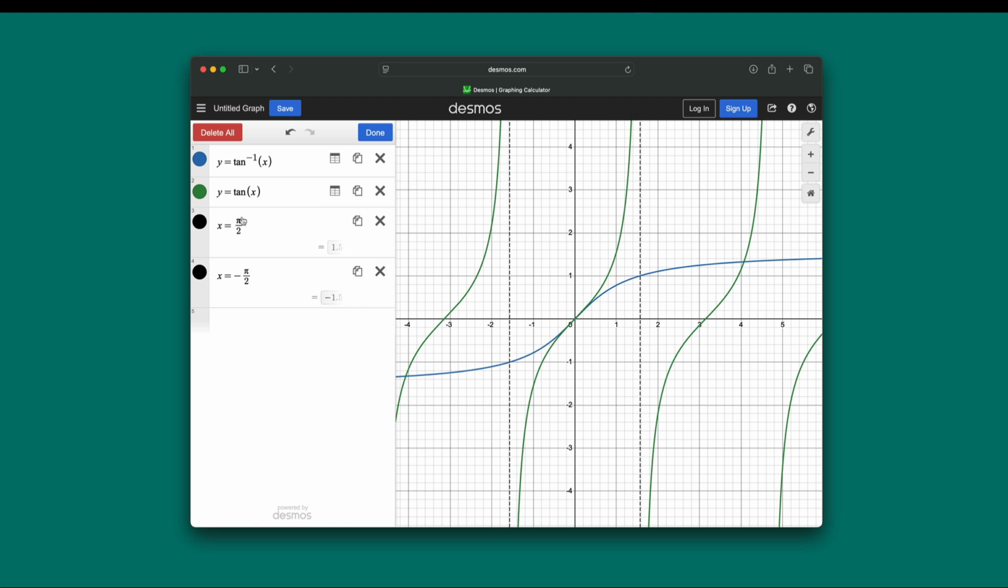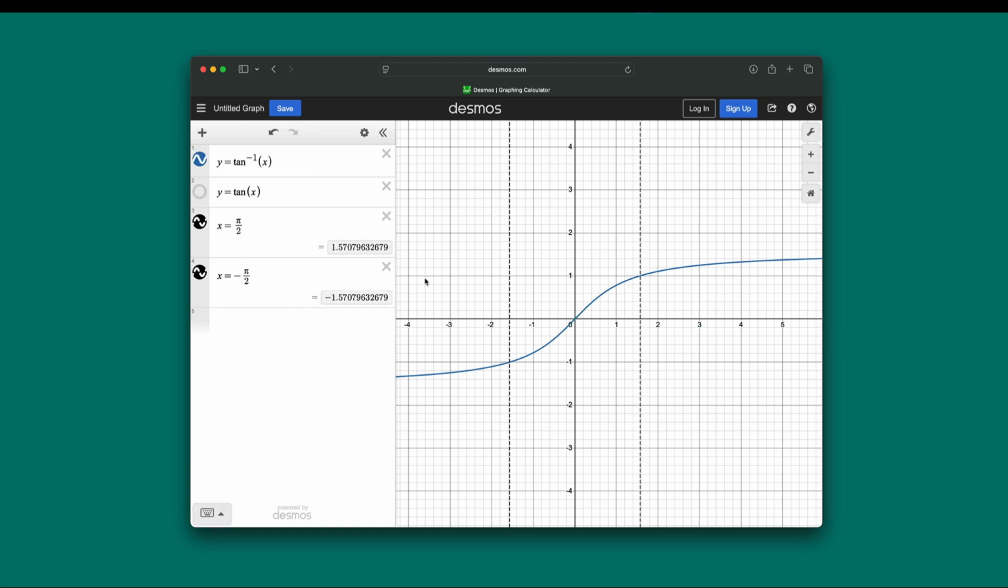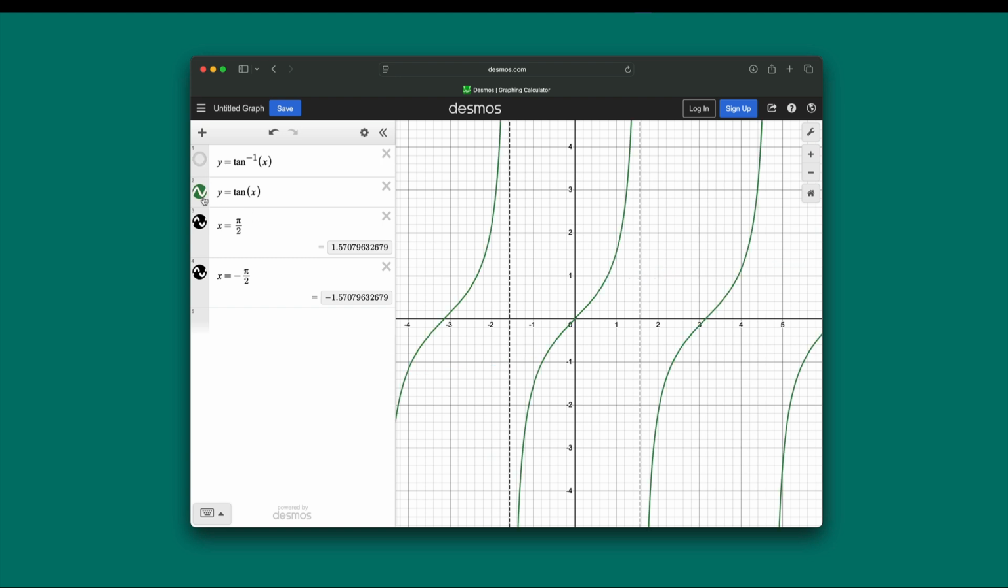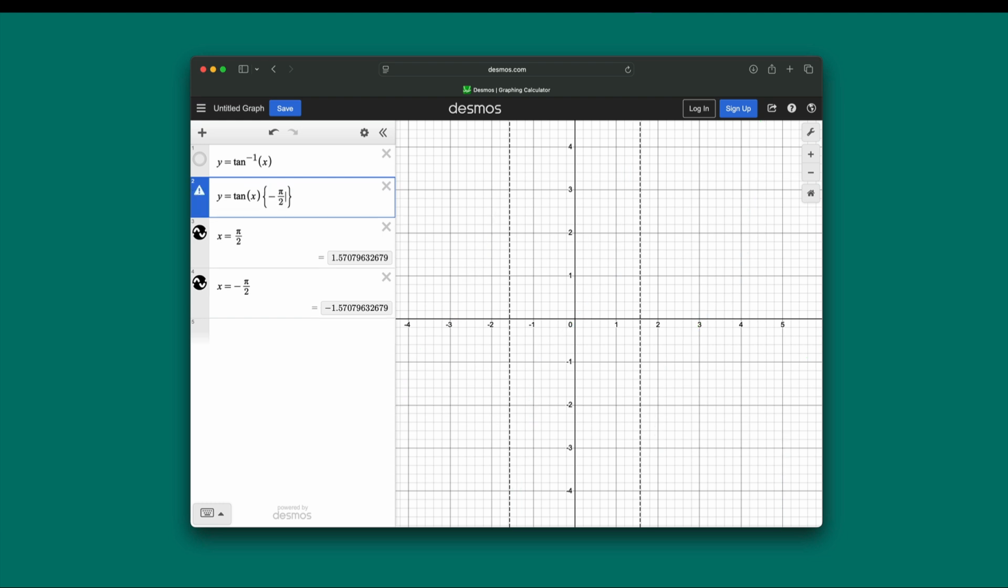And so right there, I'm going to get rid of the tangent function. Let's get rid of this for a moment. And so our inverse function, we restricted it between negative pi over 2 to pi over 2. So let's go ahead and do that, restricting it there, negative pi over 2 to pi over 2. That's the portion that we restricted it to.